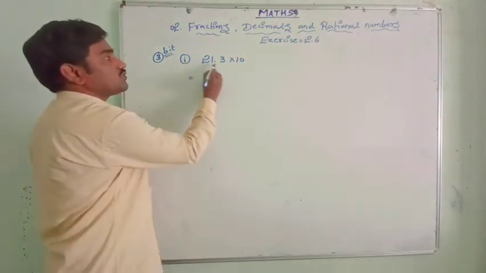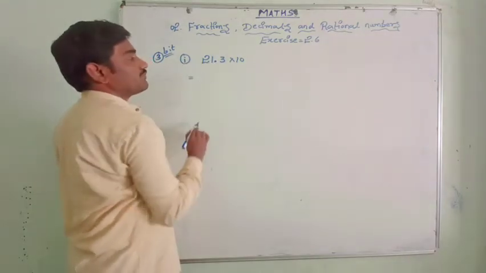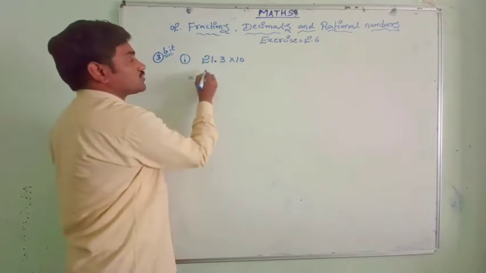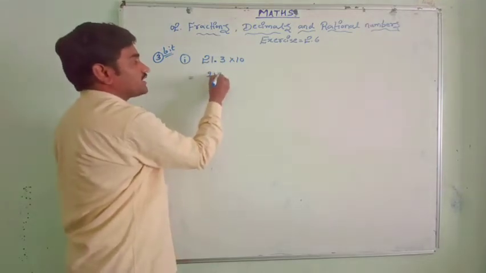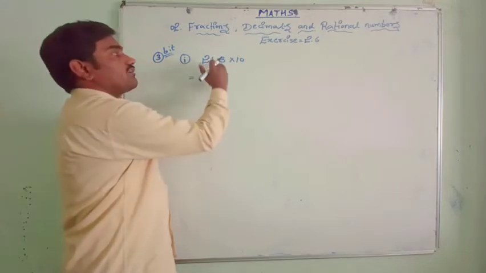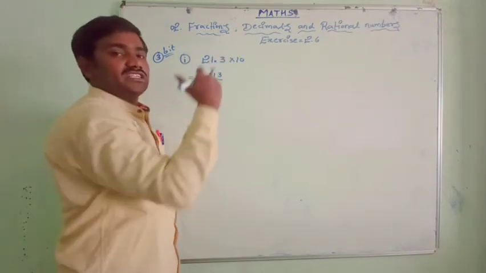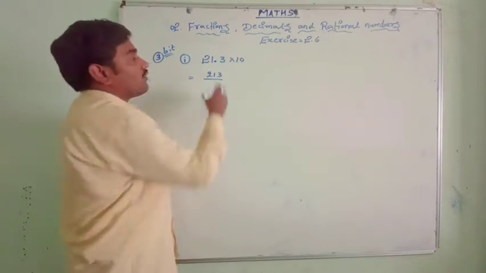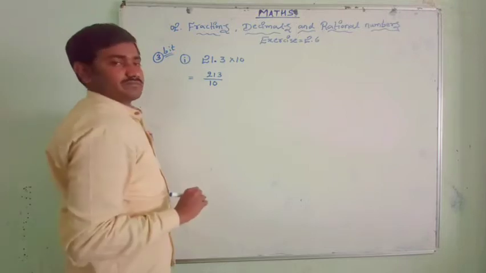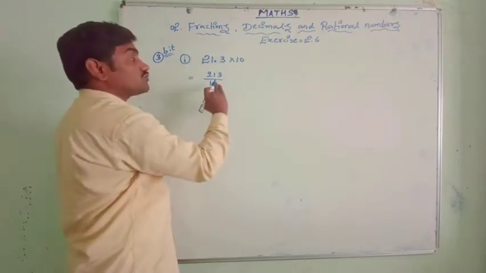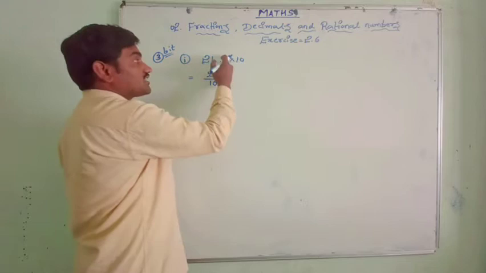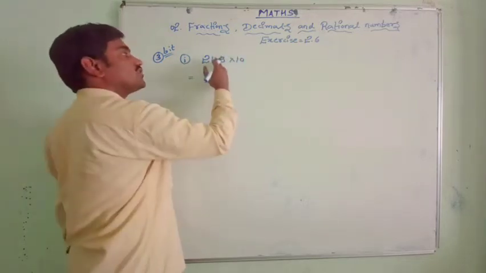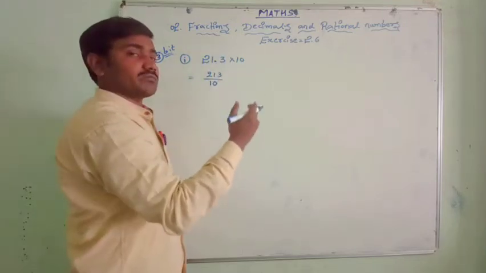See that this 21.3, after the decimal point we have only one digit, that you remember. So we write the complete number here, 213. After the decimal point, however many digits there are, that many zeros we have to write. If there is only one digit, we write 10. If there are 2 digits, we write 2 zeros, that is 100. If there are 3 digits, we write 3 zeros, that is 1000. If there are 4 digits, we write 4 zeros, that is 10,000.